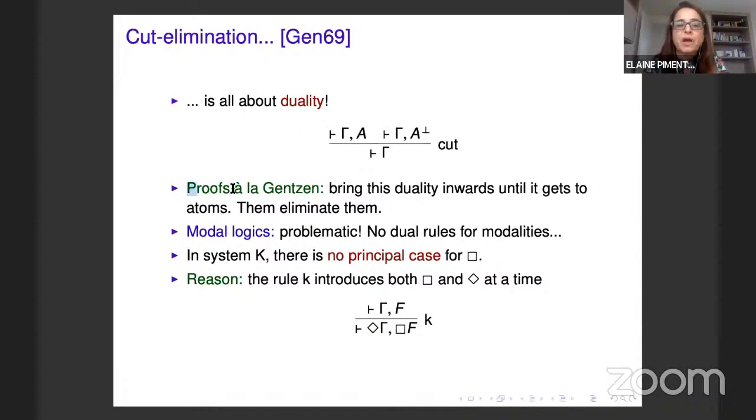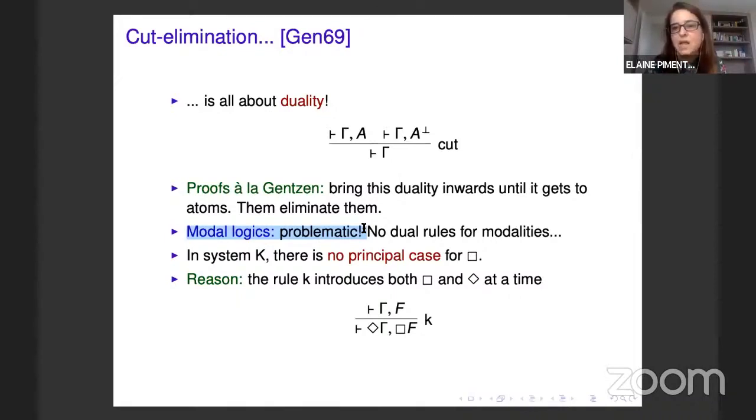So Gentzen, of course, introduced sequents and also cut elimination. His proofs are based on bringing this duality of the cut rule inwards until you get to atoms, and then you eliminate the cut. This is how you do cut elimination à la Gentzen, let's say, right? So you have a problem here again with modal logics. Why? Because the modal rules are not duals. You don't have left and right rules for box, for example.